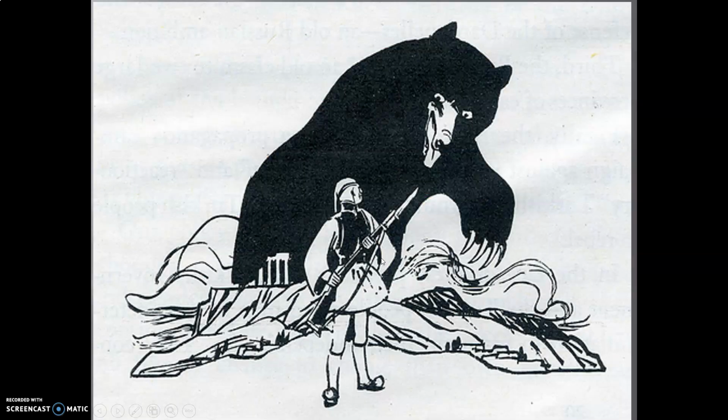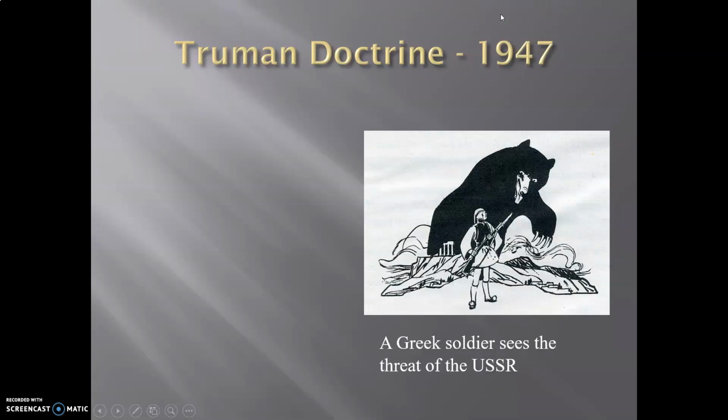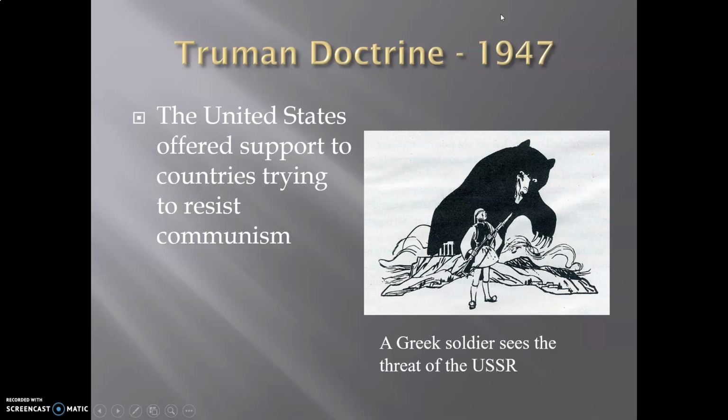Here we see a political cartoon. This is a Greek soldier viewing the menace of the Soviet bear. So again, many countries viewed the Soviets as trying to expand communism worldwide and therefore starting this whole domino theory. Okay, so in 1947, U.S. President Harry Truman issues the Truman Doctrine, which is basically a statement that says we will support any country trying to resist communism.